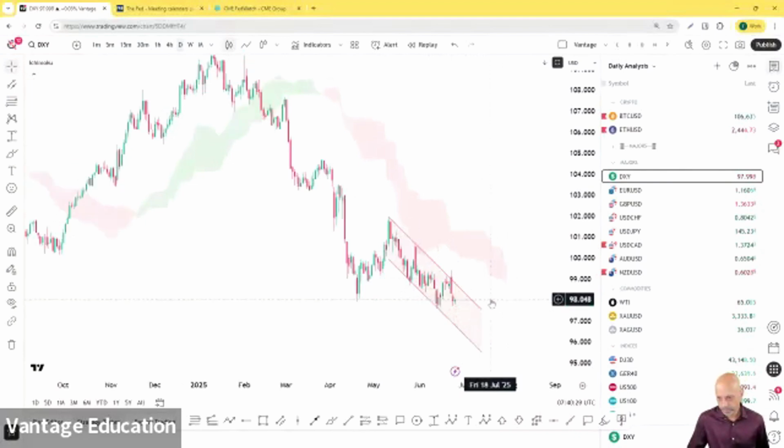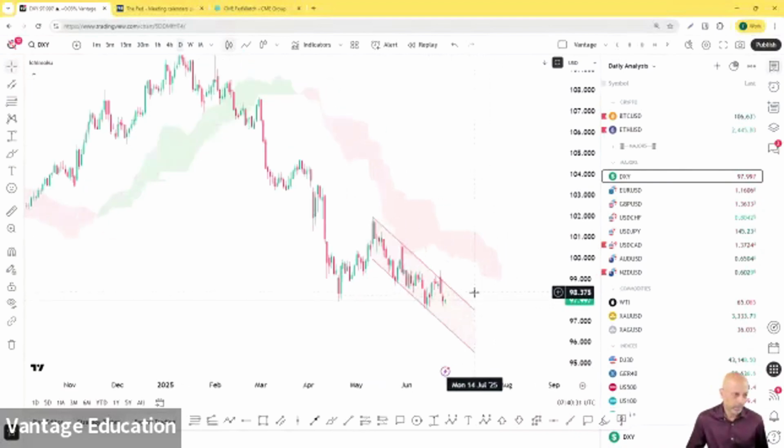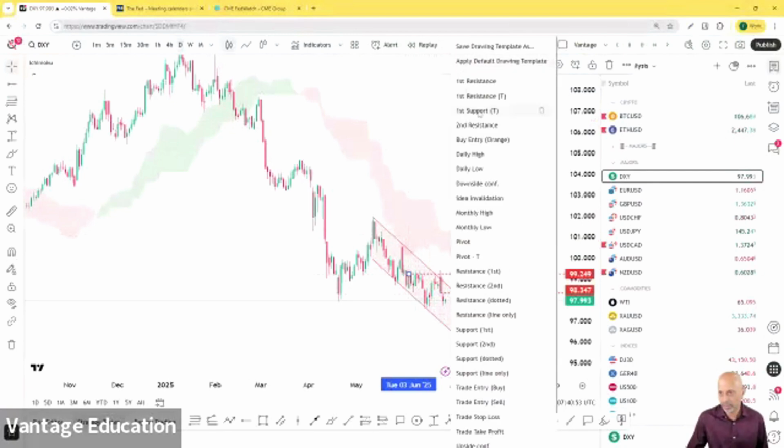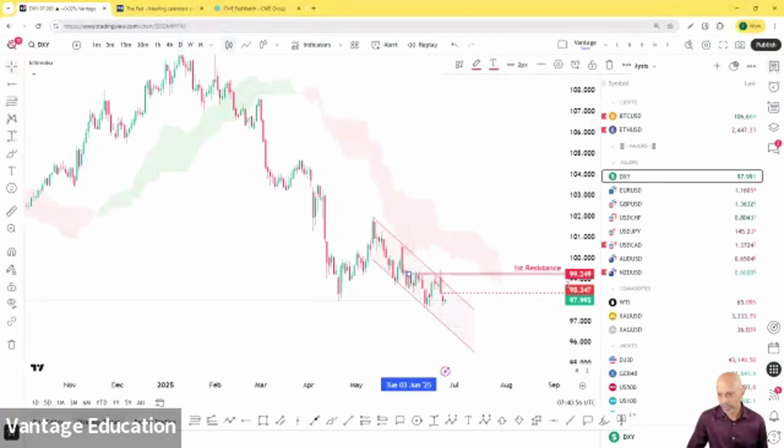Now, in terms of potential resistances and support, you can see there's a big gap here that has taken place between Monday and Tuesday. And this level here can be identified as a potential intermediate resistance barrier. The first major resistance is looking at this level here, approximately around 99.24. So 99.24 is where I would identify the first major resistance for the dollar index. And this gap between Monday and Tuesday is typically what I would label as an intermediate resistance.